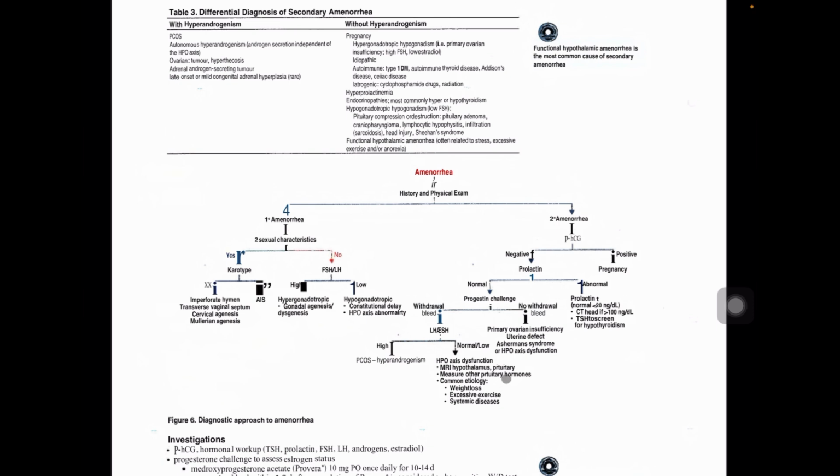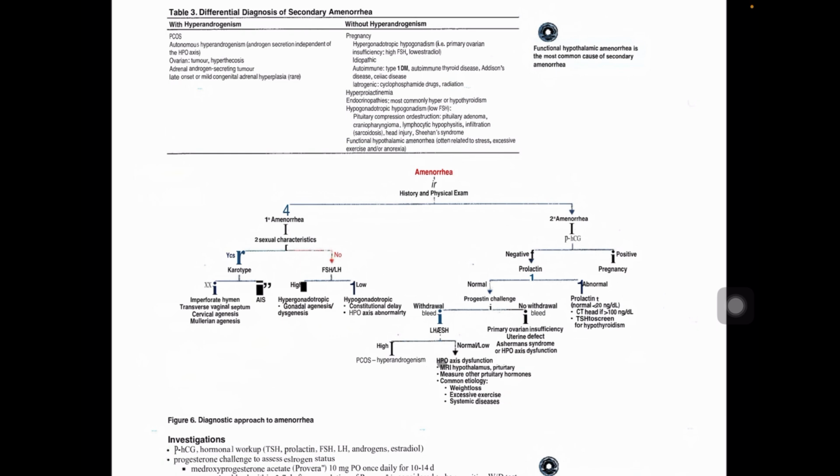So the approach to secondary amenorrhea is very systematic and hormonal. You do beta HCG, you check prolactin for hyperprolactinemia, you do the progestin challenge test to check for ovarian insufficiency, uterine defect, and Asherman syndrome, and then you check FSH and LH. If it's high, then it is PCOS. But if it's low or normal, then it's hypothalamic pituitary axis dysfunction, MRI, or it could be related to weight loss, excessive exercise, or systemic disease. So this is the most important table for amenorrhea.